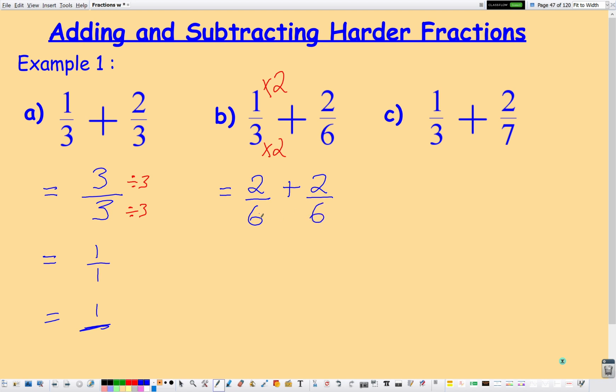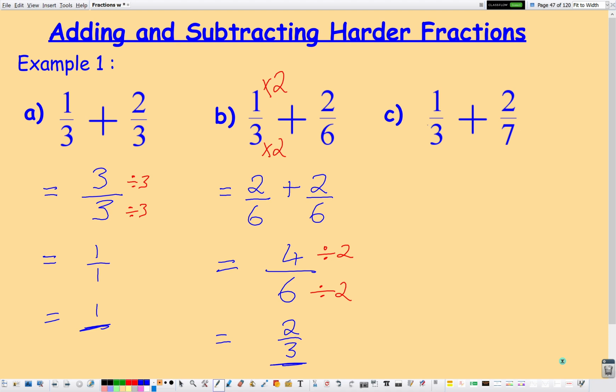And now I have two fractions with the same denominator, therefore I can combine them into 1. 2 plus 2 is 4/6. I'm not done because these are both even numbers, which means they're definitely divisible by 2. So I need to simplify them before I'm absolutely finished. So 4 over 6 becomes 2 over 3. Final answer.